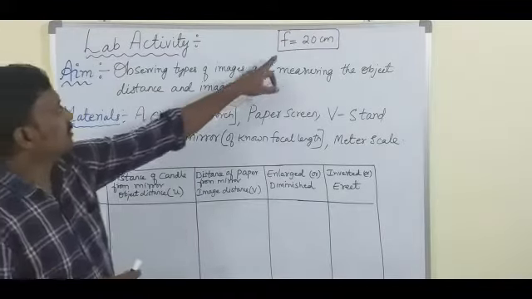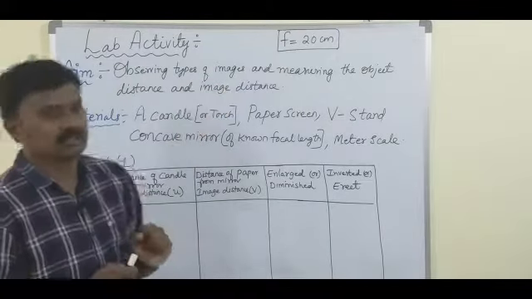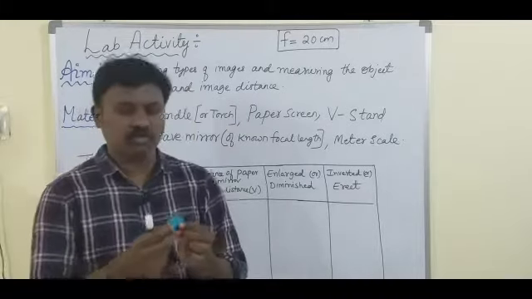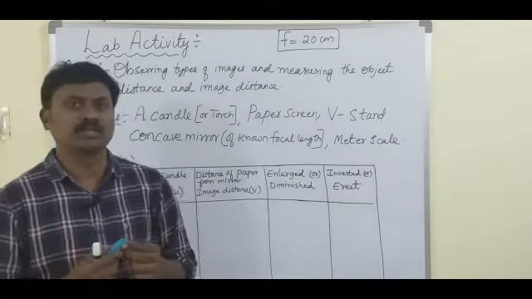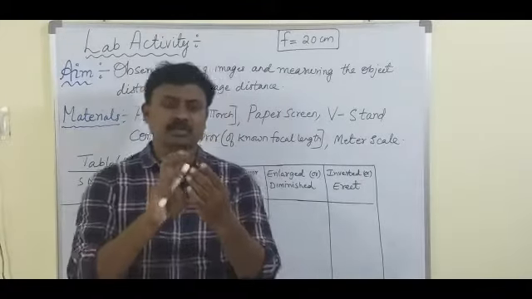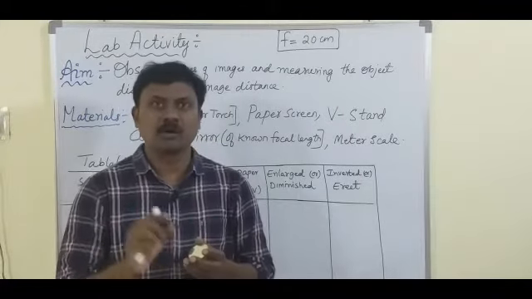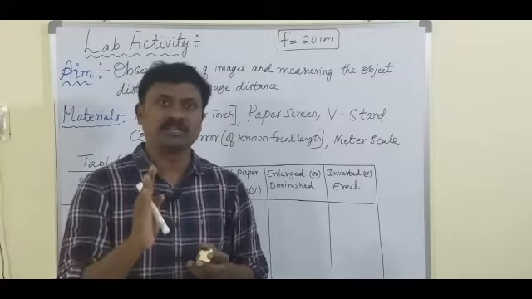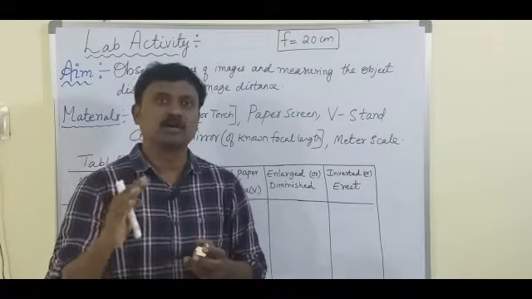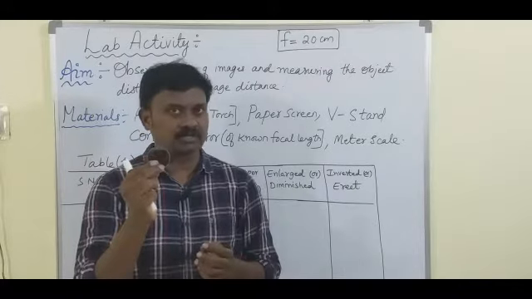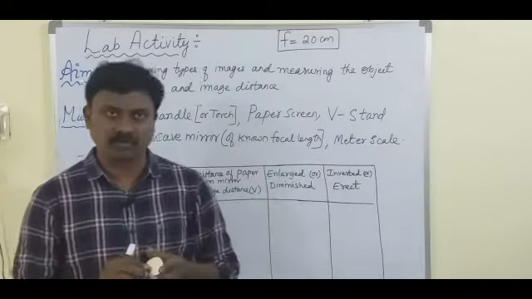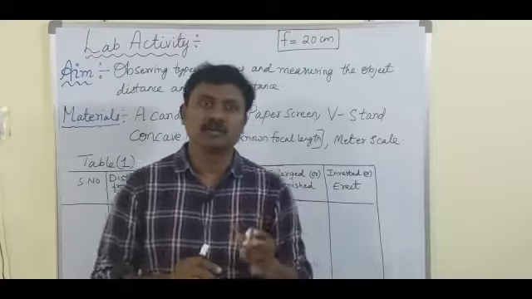I already told you that the mirror which you are going to take here is of known focal length. Now how do you know the focal length? Generally this mirror comes in one cover. On that cover it will be written 15 centimeters or 20 centimeters or 25 centimeters. Now on the cover it was written 20 centimeters. Even if I don't have the cover, how do we find out the focal length?